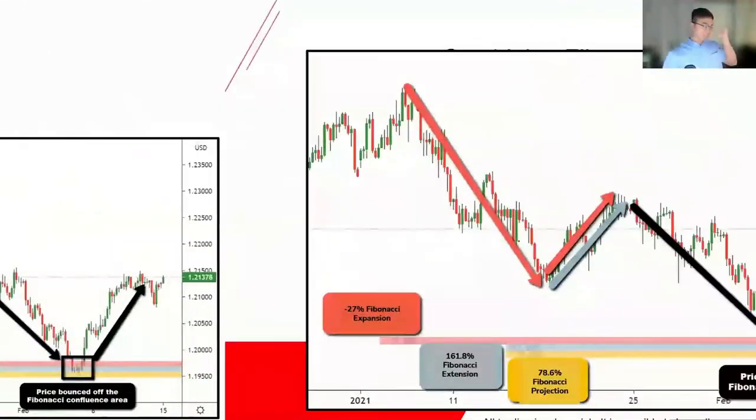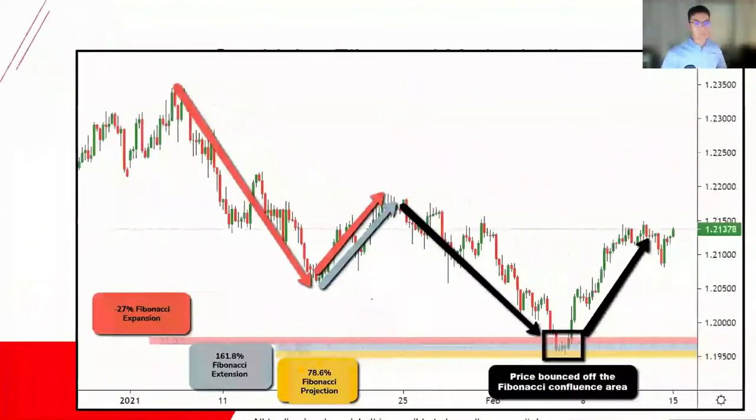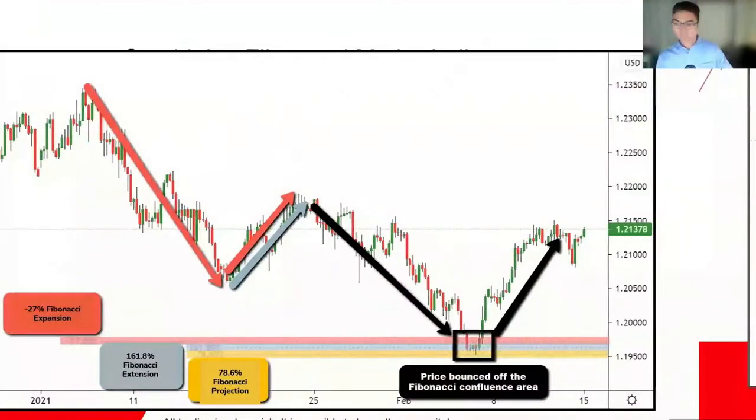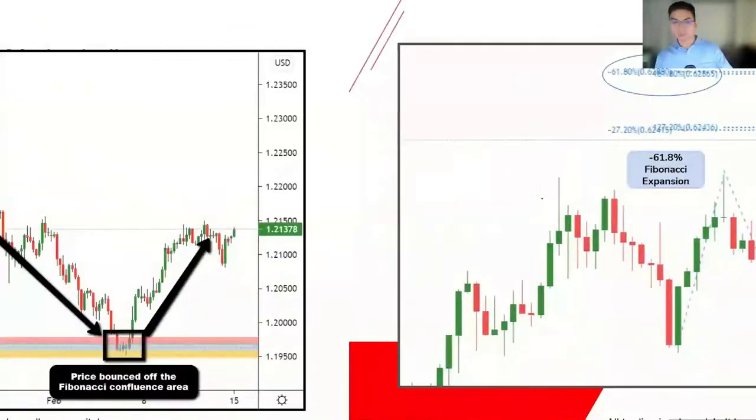So this is another example, negative 27.2% expansion. Just showing examples. I don't expect you guys, at the end of this session, to be able to immediately implement it. You might want to go through some practice drawing on your TradingView chart before you start to look for potential buy entries, reversal entries. Let me find what else is needed.